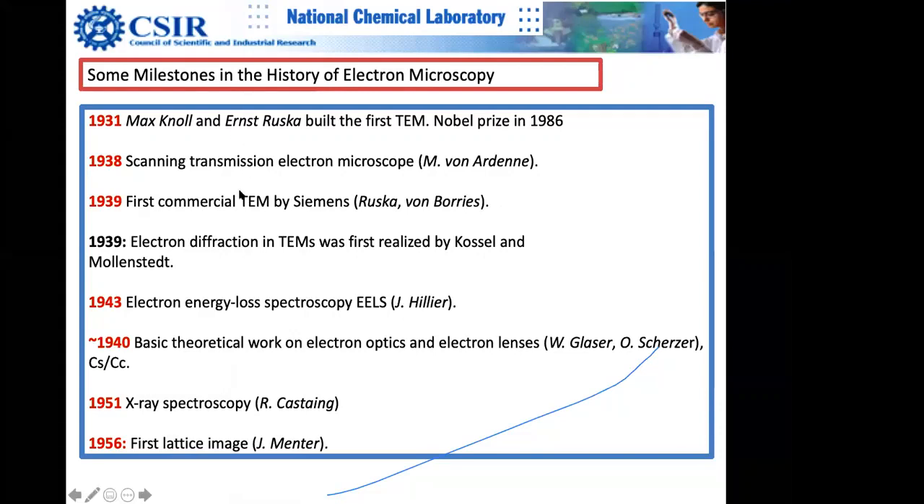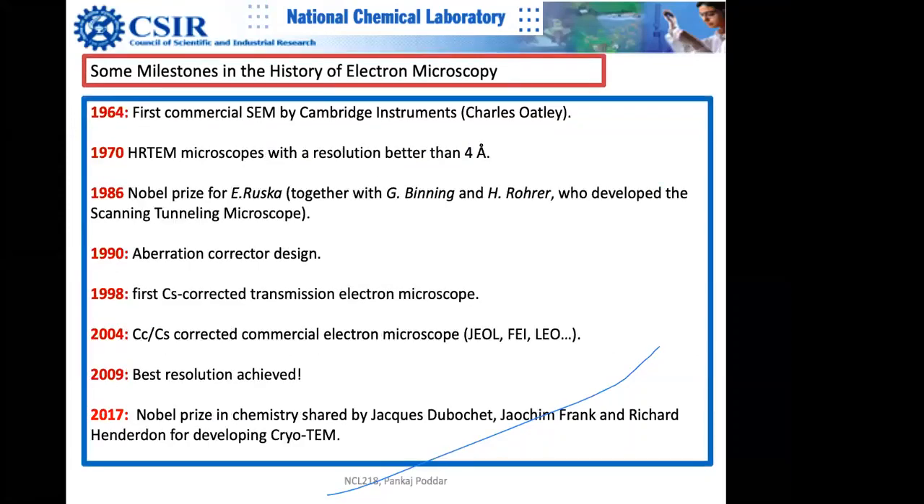Flow. So then the scanning transmission electron microscope came next, and then commercial TEMs started hitting the market. Then EELS came in, and then lattice images and all kinds of things. In 1964, the first commercial SEM was developed by Cambridge Instruments. One thing you should note is that the electron microscope didn't reach atomic resolution. It was heavily used by biologists, actually structural biologists.